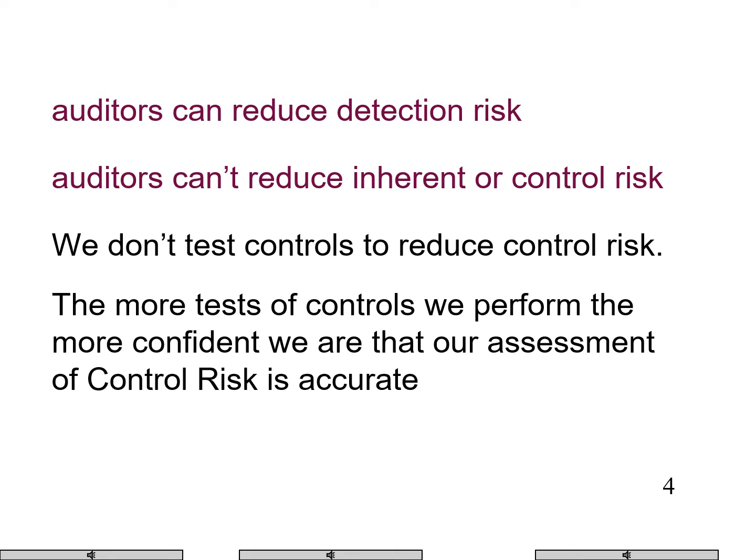Auditors can perform substantive tests to reduce detection risk. Auditors cannot reduce control risk. We don't test controls to reduce control risk. We perform tests of controls to see if our assessment of control risk is accurate. The more tests of controls we perform, the more confident we become that our assessment of control risk is in fact accurate.